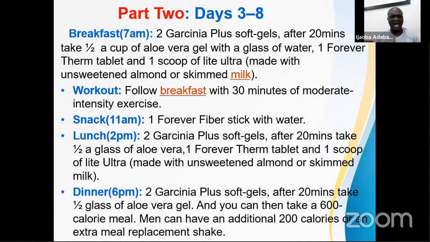Again, at dinner time, 6 p.m., your 2 Garcinia, your aloe vera gel, 20 minutes apart. Between day 3 and day 8, you can now take your 600-calorie meal. People have asked me, what is a 600-calorie meal? We will get the answer today. So after taking your gel, you can now take your 600-calorie meal.